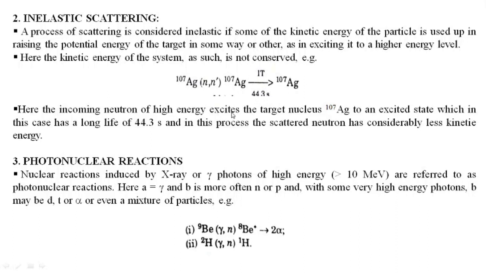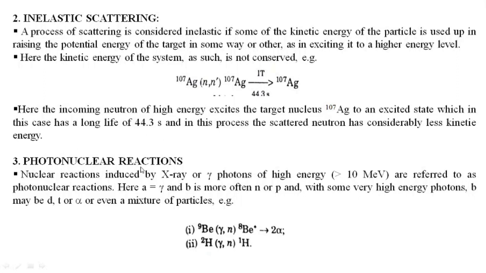Here the incoming neutron of high energy excites the target nucleus to an excited state, which in this case has a long life of 44.3 seconds. In this process, the scattered neutron, the ejectile, has considerably less kinetic energy than the projectile. So this is inelastic scattering. After the projectile strikes, the target undergoes excitation, and after a long life of about 44.3 seconds in this case, it de-excites.